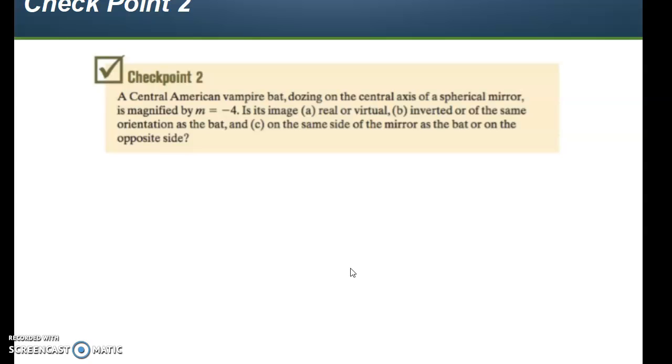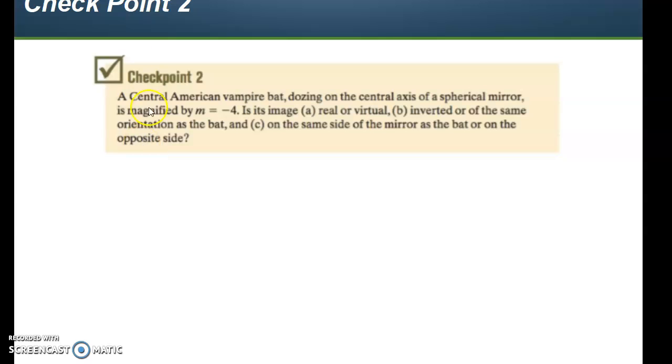So checkpoint number 2: a Central American vampire bat dozing on the central axis of a spherical mirror is magnified by m equals -4. Is the image real or virtual? It's a spherical mirror, and the image is real. And is the image inverted or the same orientation? The image would be inverted, right? And is it on the same side of the mirror as the bat or on the opposite side? It's on the same side of the mirror as the bat.